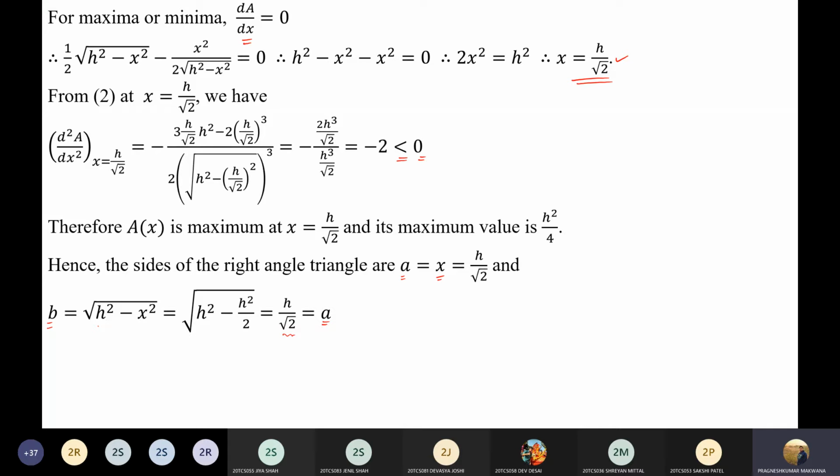So any doubt regarding this example? No, sir. Very good. So maybe this maxima minima concept is clear, everyone.